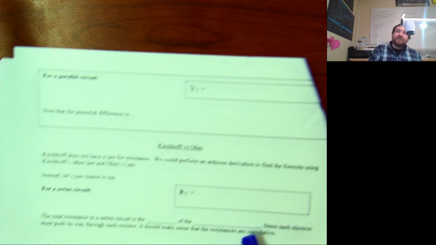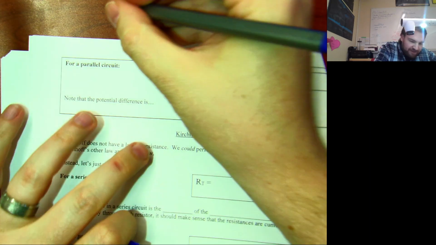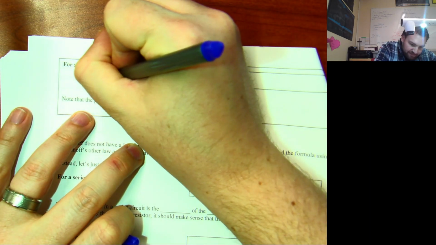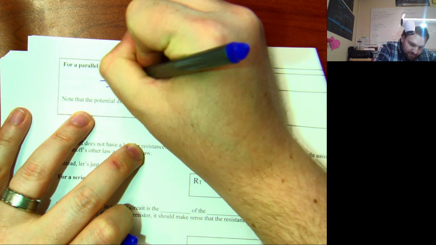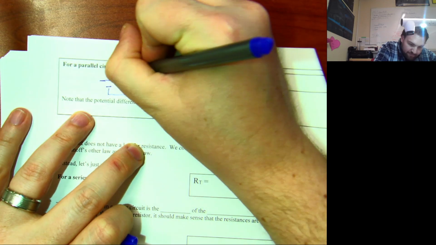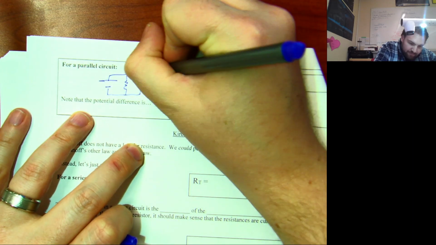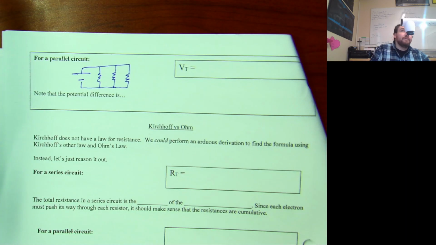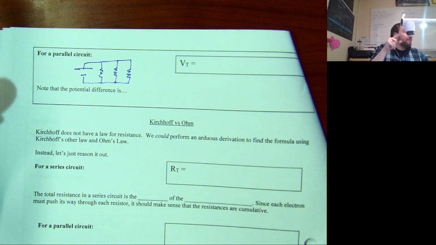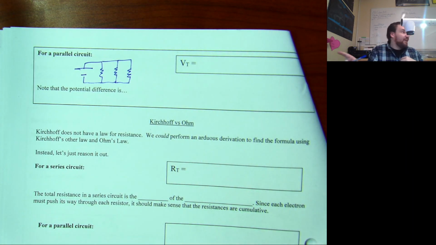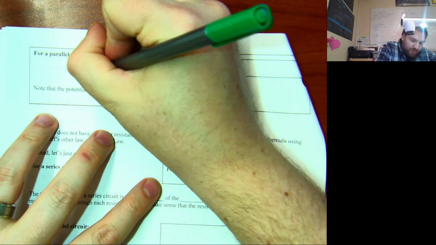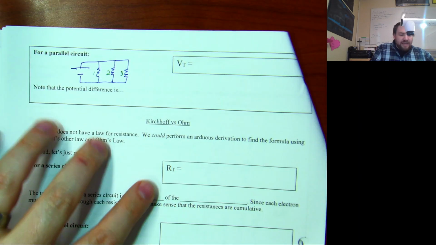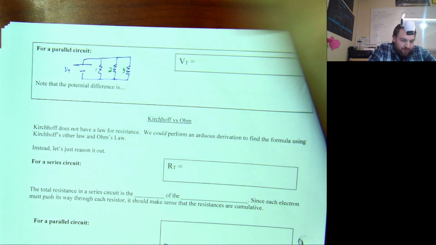For a parallel circuit, we've seen it already. A parallel circuit looks like this. One sec. It's in the video, and yeah, take a look at it later. So we've got my voltage in 1, my voltage in 2, my voltage in 3. And this is my total voltage.